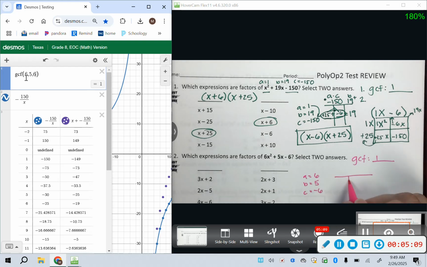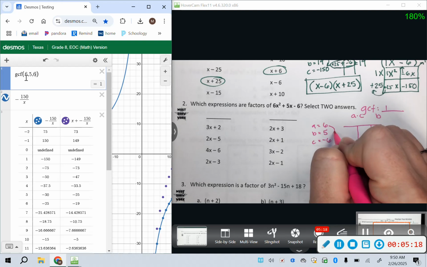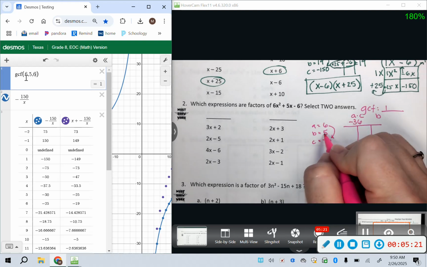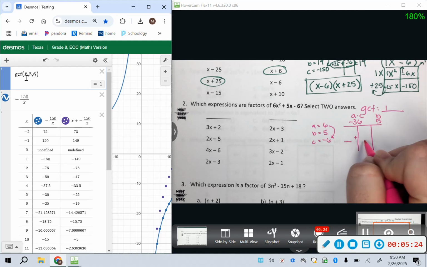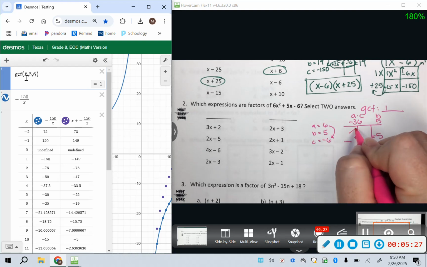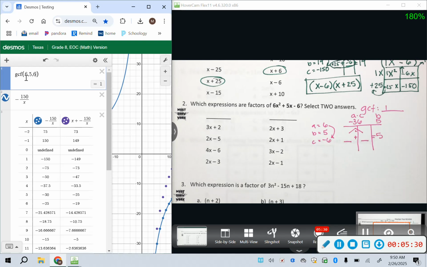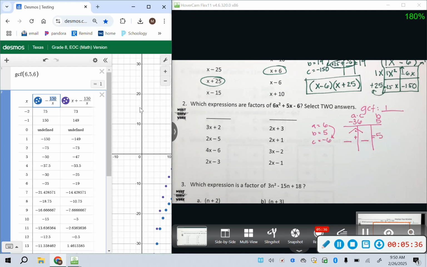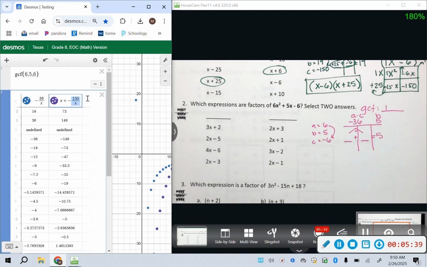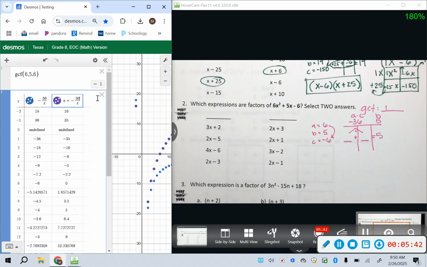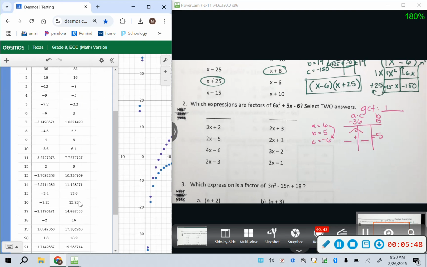I'm going to build my table. A times C in my first two columns, B in my third column. So A times C is negative 36, B is 5, so we're looking for what adds to 5 but multiplies to negative 36. So I'm going to use my calculator. I don't even have to delete anything. I'm just going to change this to negative 36. My negative's already there. And I have to change this one also, 36. Okay, and now I'm looking for positive 5, so I have to look at my column. There we go. Here it is. So it's 9 and negative 4.